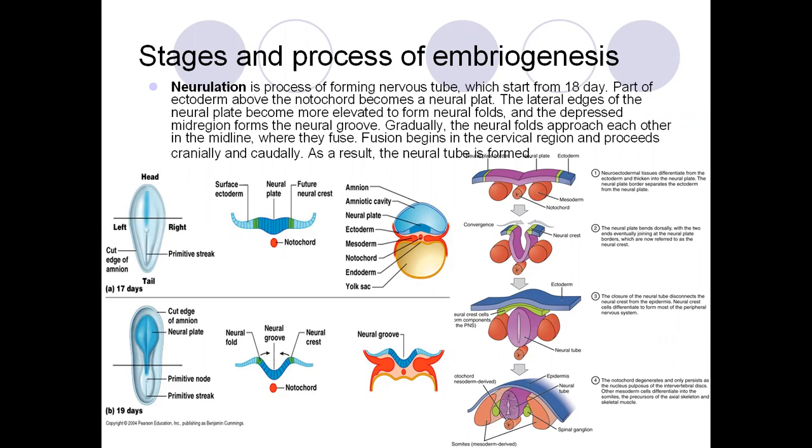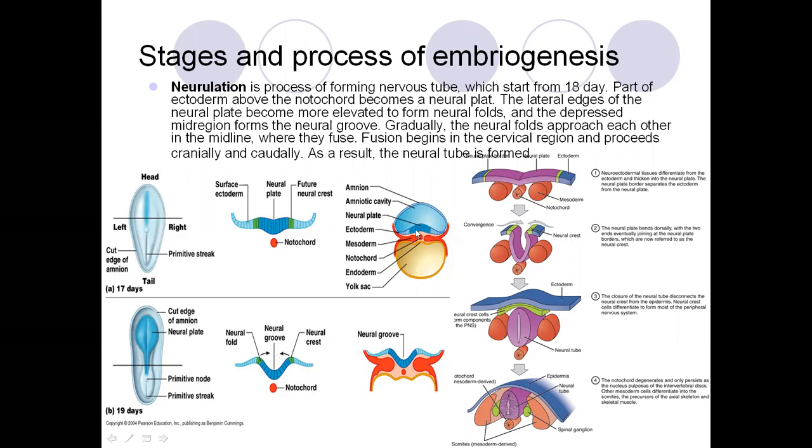The process of nervous system formation is neurulation. Neurulation is the process of forming the neural tube, which starts from the 18th day. The part of ectoderm above the notochord becomes a neural plate.